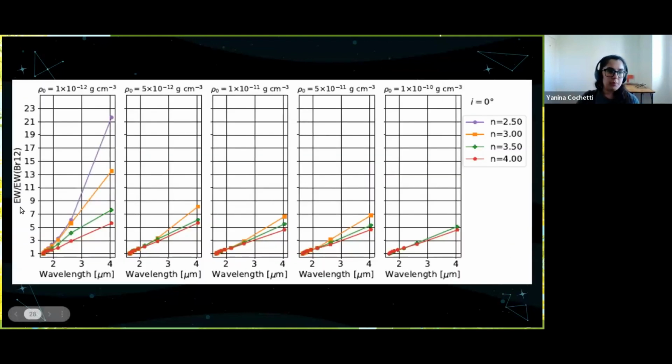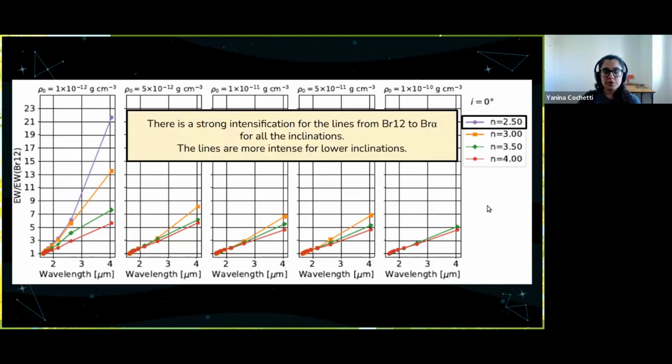Here, we measure the equivalent width of all the lines, and we made the ratio between each equivalent width over the equivalent width of Brackett 12. So this is 1 for Brackett 12, and for other lines that have a higher equivalent width, this is the different radius. Each panel is for one different density, and each color is for different n values. So for example, for the smaller n value, it's this violet that we can only combine with the lower density.